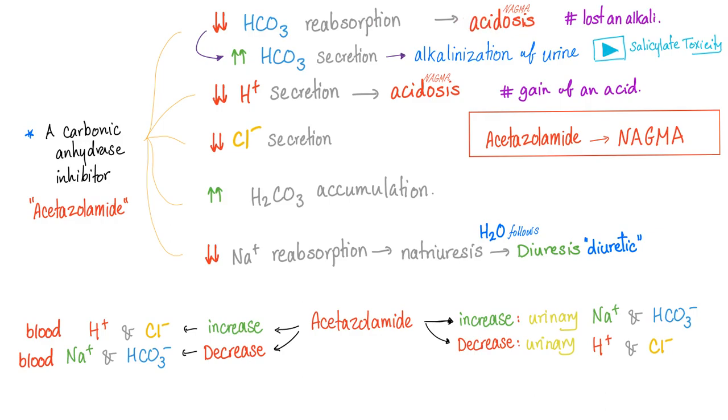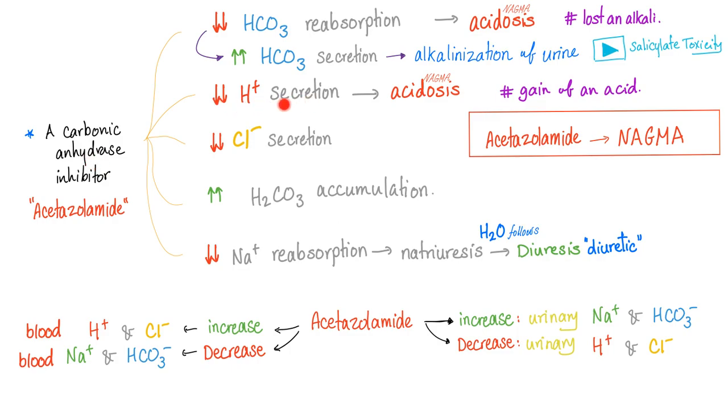Carbonic anhydrase inhibitors such as acetazolamide or dorzolamide will lead to decreased bicarbonate reabsorption. You will end up with acidosis because you have lost an alkali. So, this alkali is being lost where? In the urine. You will end up with an alkaline urine, called alkalinization of the urine. I'll make a video about this called salicylate toxicity.